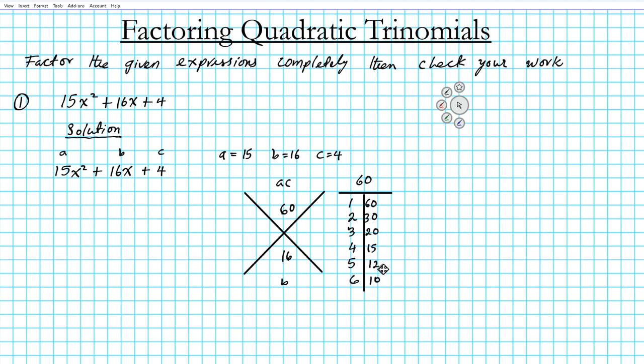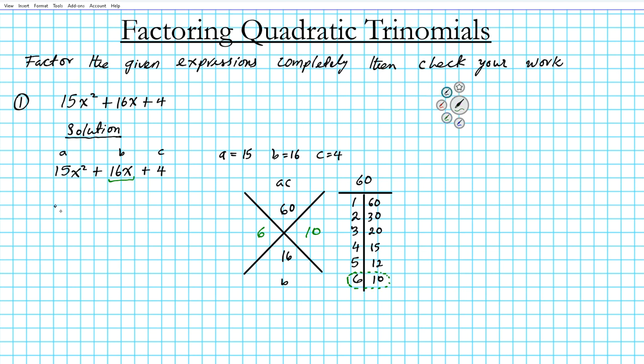Now the question is, which pair can we add or subtract to get 16, our target number? We can clearly see that the only one that works is 6 and 10. We place 6 and 10 right here, and then check to make sure it's correct. 6 times 10 is 60, 6 plus 10 is 16. Excellent. Now we're going to replace the middle term, this 16x, with these 2 values, and then we'll be able to factor by grouping.